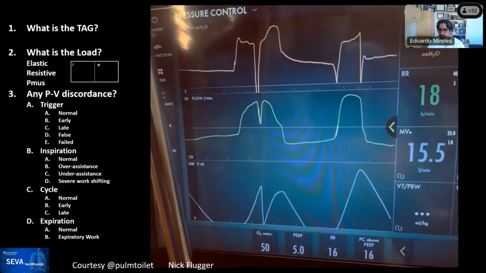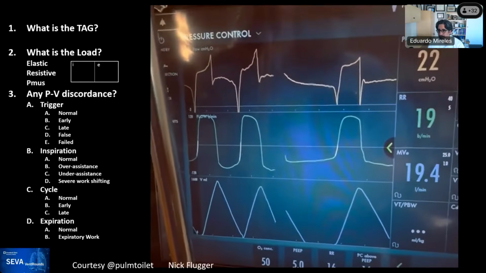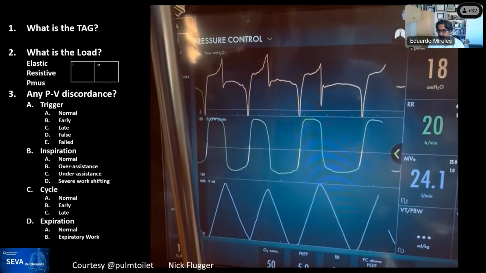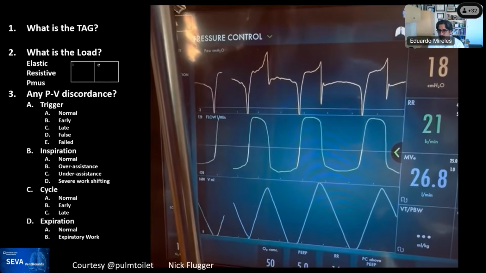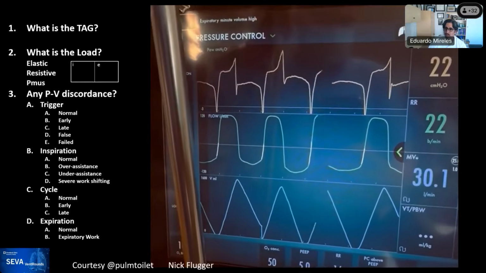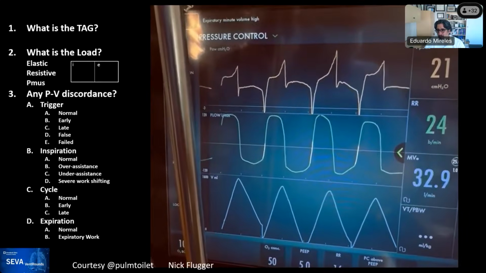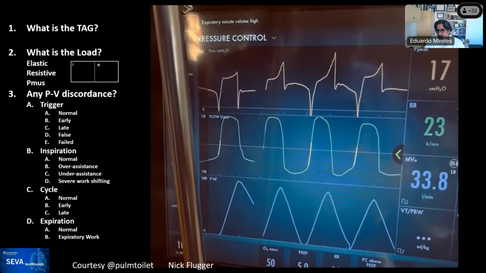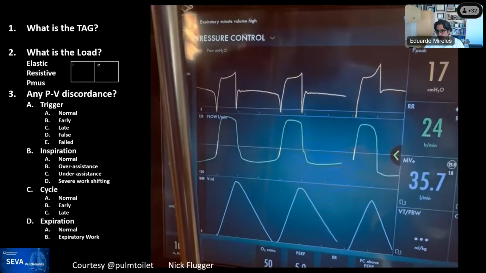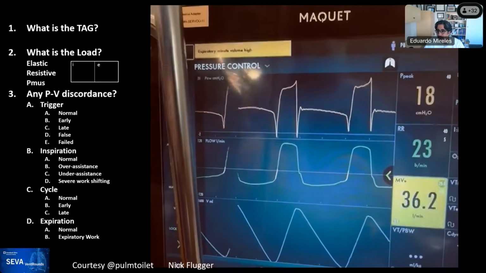The question Rob asked is what type of auto mode? There are 3 types. There's PC to PS, so pressure control to pressure support. There is PRVC to volume support, and there's volume control to volume support. Since these are going so fast, I would probably say pressure control to pressure support, with pressure support of very small.